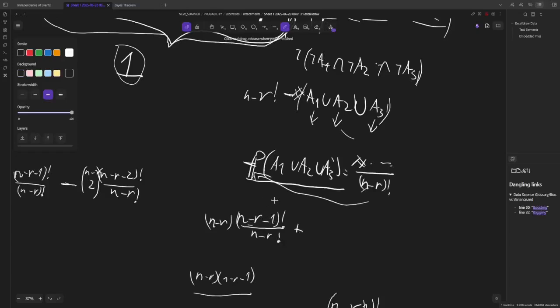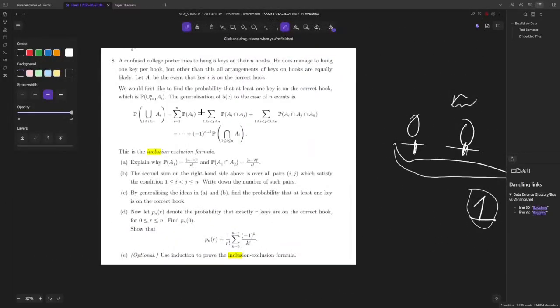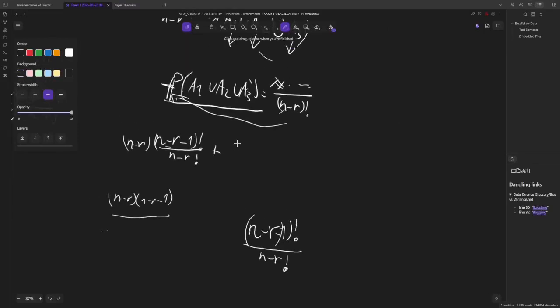But so far, let's keep this going. Now, what's the probability of this? According to the formula, it's now minus the joint of two elements. What was the probability of a pair of two elements? N minus r minus 2 factorial, because you fix 2 and the rest you don't care, over n minus r factorial. And how many ways to arrange two pairs? N minus r choose 2. And so on and so forth.